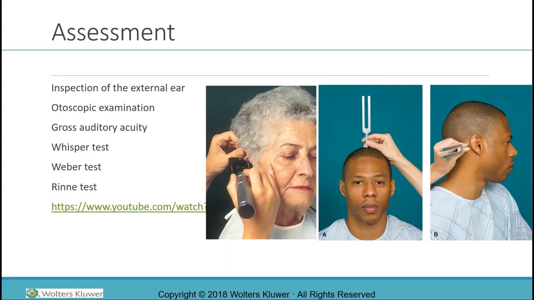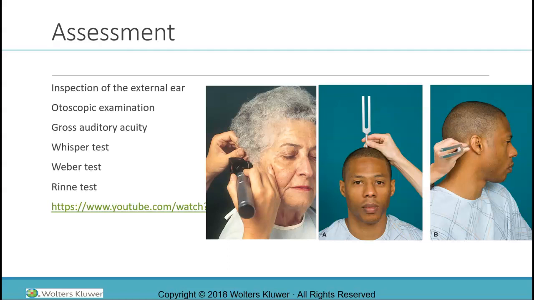And of course, when we talk about pediatrics later on, your technique for assessing a pediatric ear does vary a little bit because of the anatomy. Certainly a gross auditory acuity. Can they hear you? Are they responding appropriately? You can also do a whisper test. Can they hear you when you whisper to them?